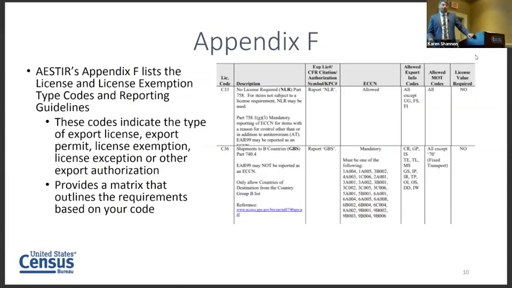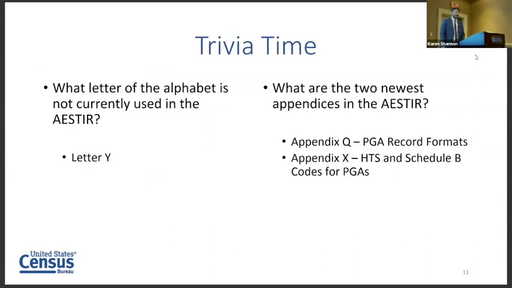The next one is, anybody know what the two most recent letters are in the appendix? This is really just an excuse for us to talk about the newest data elements that come in. All right, so Appendix X and Q. These are specific to our partnership government agencies, who have been trying to incorporate their data requirements into the automated export system. So those outdated paper documents they might have required at the port, they're trying to incorporate through the process in AES.